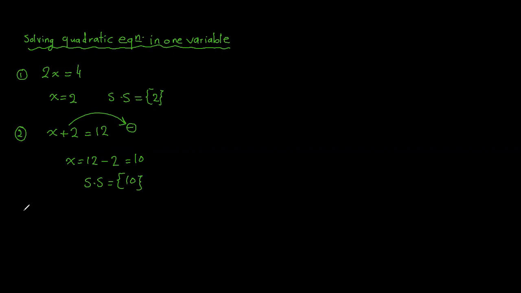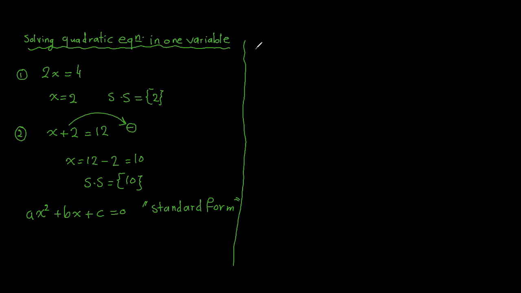Our lesson today is how to study the quadratic equation in one variable, the trinomial equation. And this is the standard form of the trinomial: ax to the power 2 plus bx plus c equals 0. This is the standard form of the trinomial equation. So how do we solve these equations? By giving these examples.